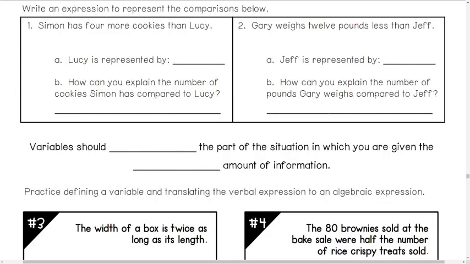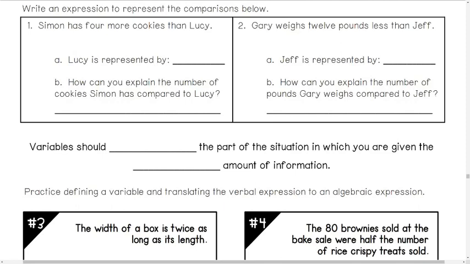Okay, so with that information, it says here we're going to write an expression to represent the comparison below. Simon has 4 more cookies than Lucy. So we have to do 1A, Lucy is represented by what? And then B, how can you explain the number of cookies Simon has compared to Lucy?